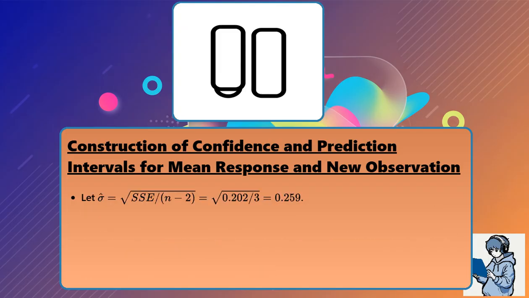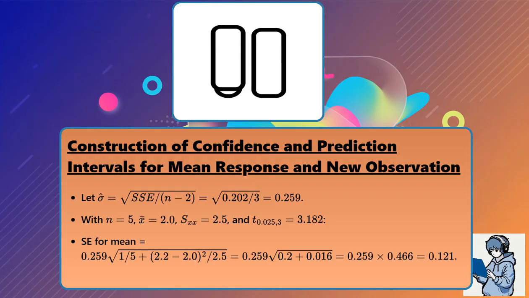Let sigma hat equal the square root of SSE over n minus 2, which equals the square root of 0.202 over 3, which equals 0.259. With n equals 5, x bar equals 2.0, S_xx equals 2.5, and t_0.025,3 equals 3.182. Standard error for the mean equals 0.259 times the square root of 1 over 5 plus (2.2 minus 2.0) squared over 2.5, which equals 0.259 times the square root of 0.2 plus 0.016, which equals 0.259 times 0.466, which equals 0.121.